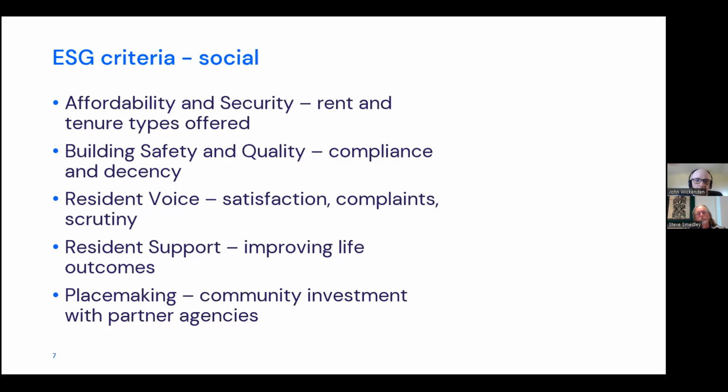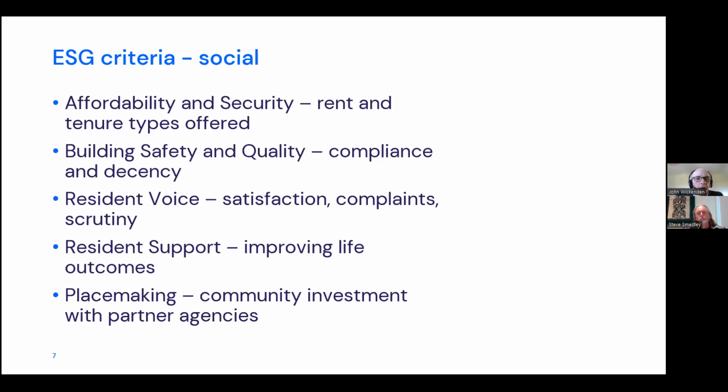So affordability and security is quite simply looking at things like average rents, how your rents are indexed to market rent in the areas that you manage stock, and what kind of tenures you offer. So information that you could probably get from any returns you make to the regulator of social housing.